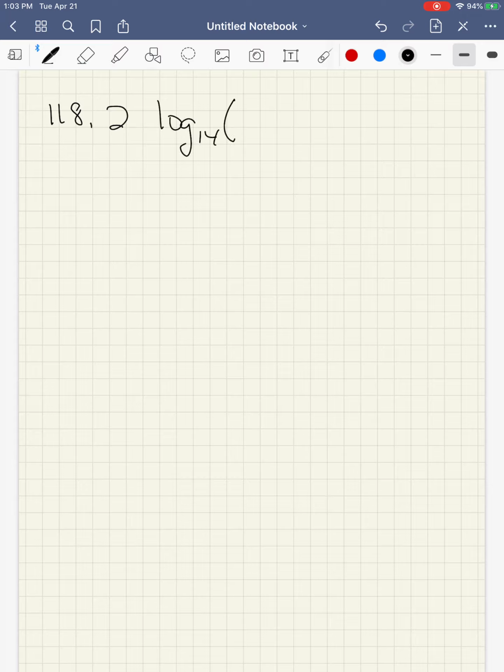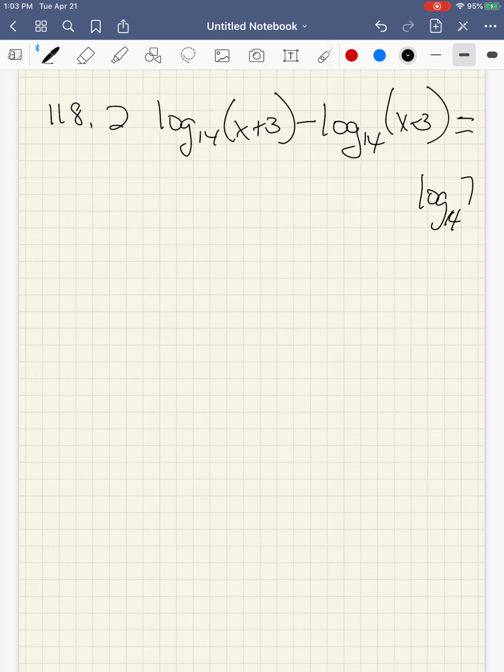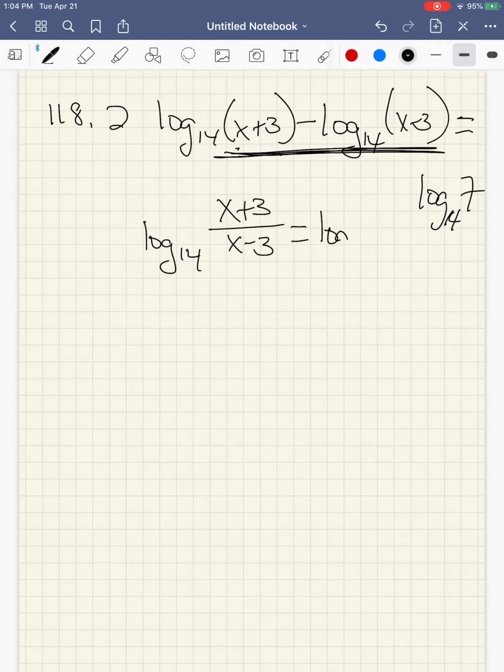This is log base 14 of x plus 3 minus log base 14 of x minus 3 equals log base 14 of 7. Sorry, I ran out of room there. Okay, well this time the logarithms are being subtracted. So if the exponents are subtracted, what does that tell us we were doing? Dividing. Okay, so we rewrite it as log base 14 of x plus 3 over x minus 3 is equal to log base 14 of 7.